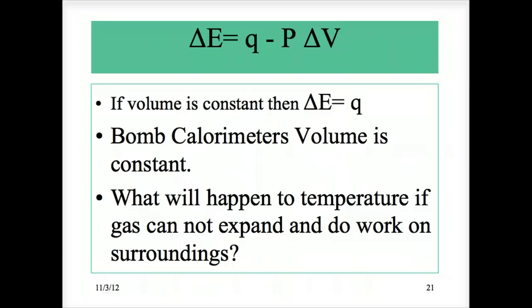Note that if volume is constant, then again, we're dealing with our change in energy being heat. We already talked about what will happen to temperature if gas cannot expand and do work on the surroundings. If it doesn't expand, we're basically forcing the hand of our expanding gas and forcing it into a thermal role. PΔV is fairly difficult to track, to measure. So we want to force the hand of the reaction that involves a gas and make it involve purely thermal energy.